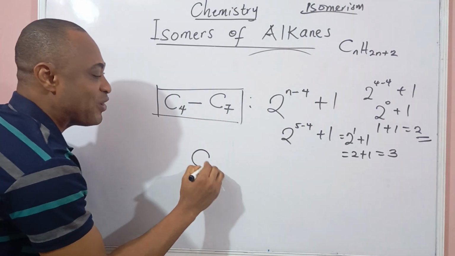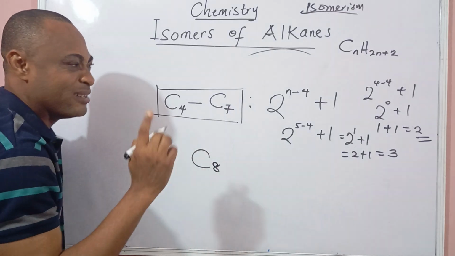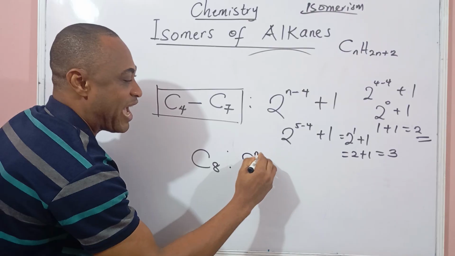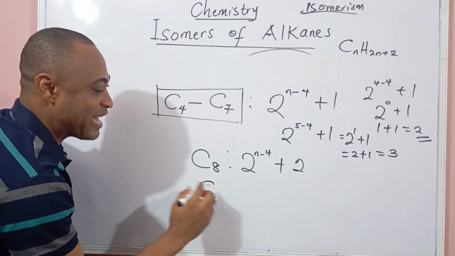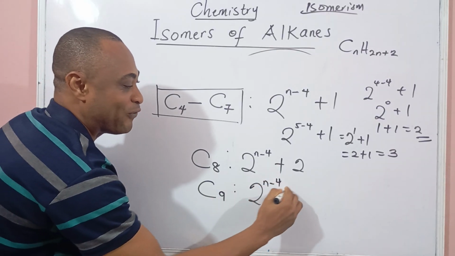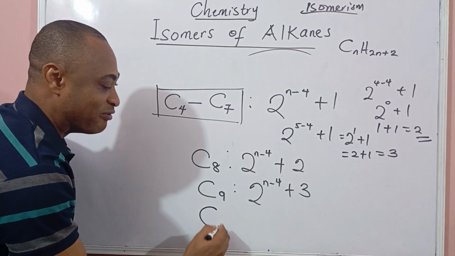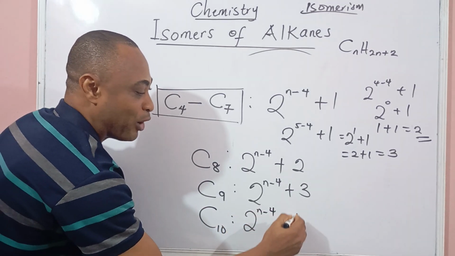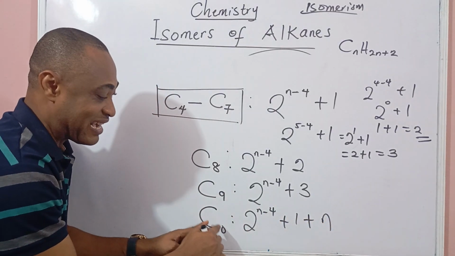Now that means if you are asked to get the isomers of octane, that is C8, not to worry, just follow me. That will be 2^(n-4) + 2. If you want to get the isomers of nonane, that is 2^(n-4) + 3. But trust me, if you want to get the isomers of decane, that will give me what? 2^(n-4) + 1 + n. Remember that this n represents the carbon number.